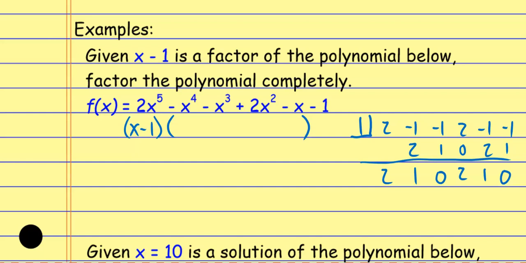Okay, and so the idea here is if I divided out the x minus 1, it left me with this thing down here, which if I interpret this, that's a 2x to the 4th plus 1x to the 3rd plus 2x plus 1, because I had a 0x to the 2nd in there.